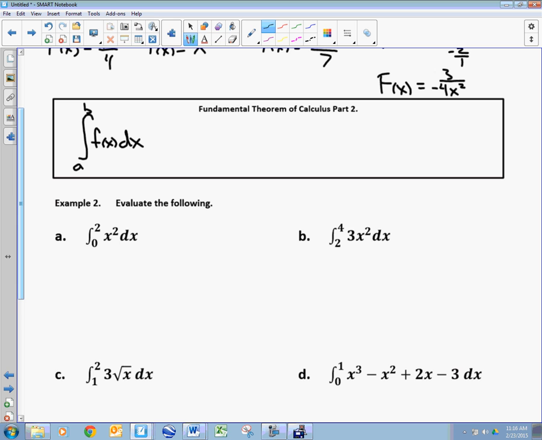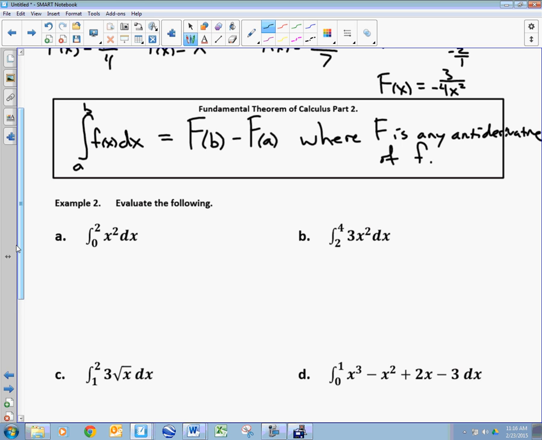The area bounded between a and b of f of x dx is equal to, how do we do that? We simply find the antiderivative of f, and we evaluate F at b minus F evaluated at a, where F is any antiderivative of f. So now that's all we need to do to evaluate the area. It's so easy.